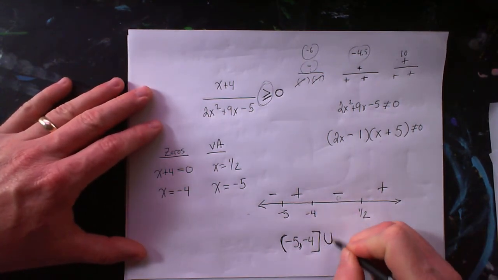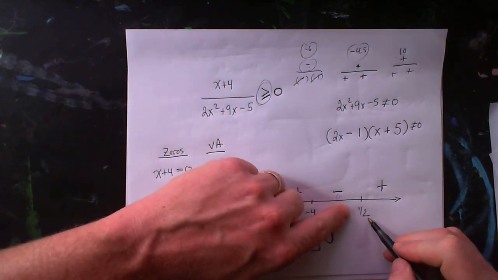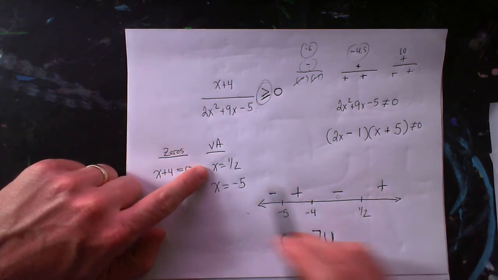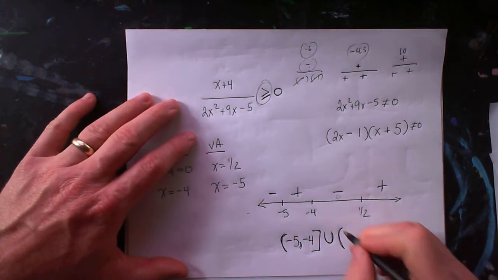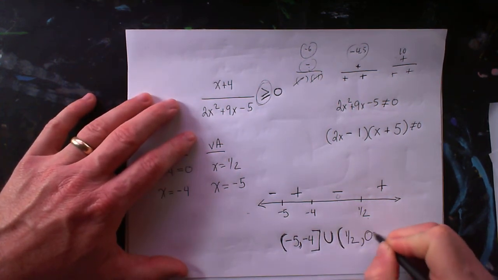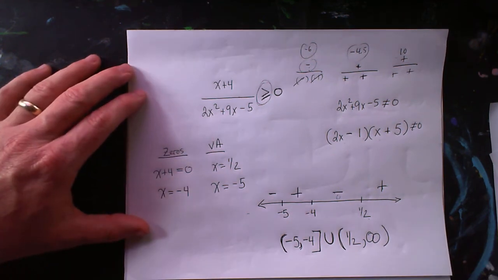And then we will union that, and we'll come over to this 1/2. And again, this 1/2 is associated with a vertical asymptote, so we will not include the 1/2. And we will go off to infinity. And that is number 4.